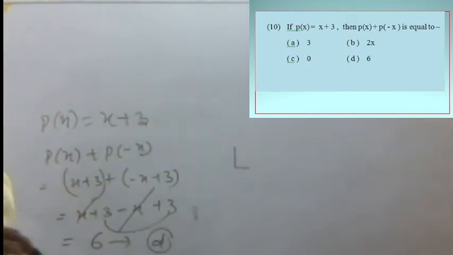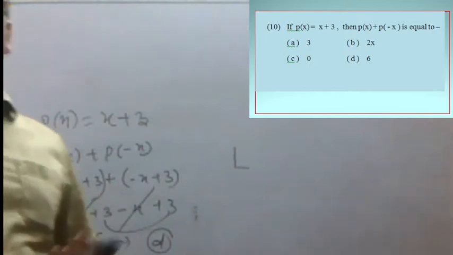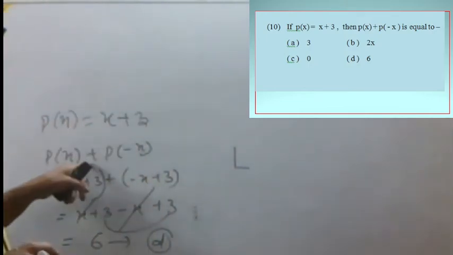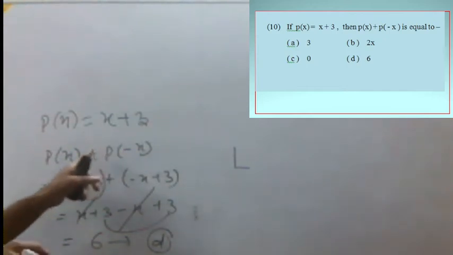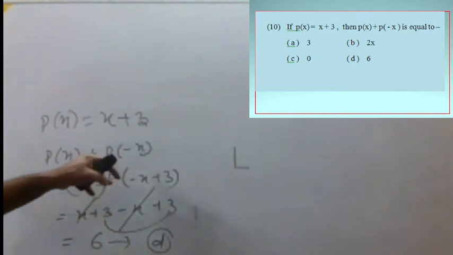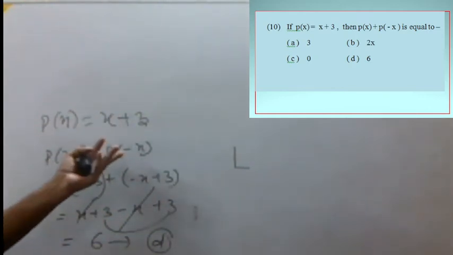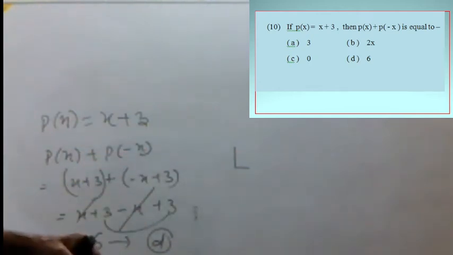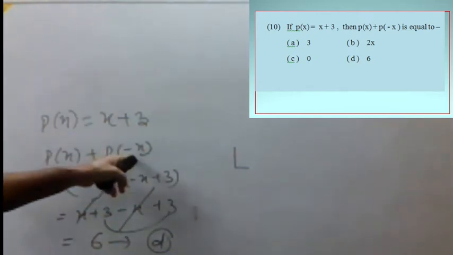This is also one important pattern. One polynomial is given, and from that we have to find maybe p(x) plus p(minus x). We can find this when it is given for a particular value, like p(2) plus p(3), or for some variable x to be replaced by minus x.